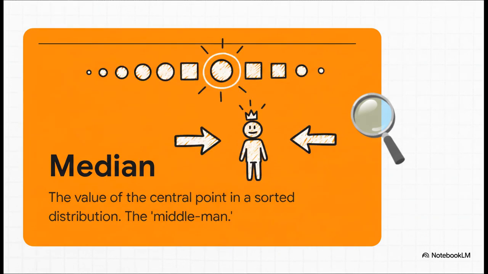Next up, we've got the median. This one's easy too. You just line up all your numbers from smallest to biggest, and the median is the one sitting smack dab in the middle. Now, the cool thing about the median is that it isn't thrown off by super high or super low numbers. So if you have one extreme value, the median just ignores it, which makes it really, really useful.